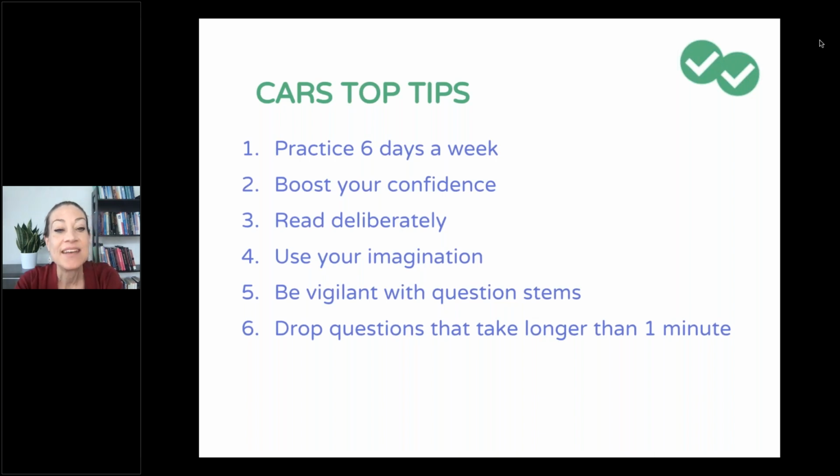Number 3 is read deliberately. People talk a lot about the timing constraints with CARS. They are very real. You do have to go through quickly. But where students really truly lose time is rereading sections of the passage. They might not even be aware they're doing this, but they read a sentence, go on a little further, then go back and say, oh no, wait, do I understand that previous sentence?